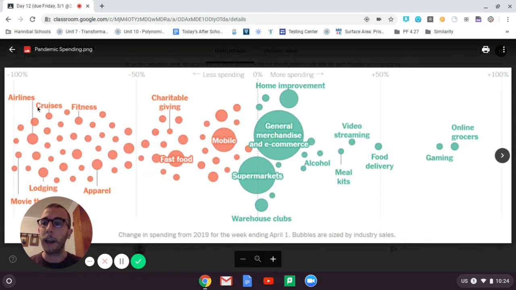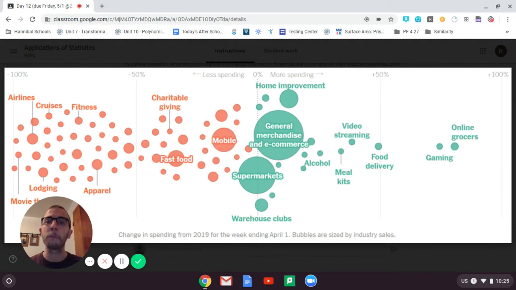Do you expect airlines, movie theaters, lodging to start to make their way back toward the middle and then maybe into more spending? Or what do you think? Online grocers, do you think as we open back up our society, online grocers will fall back down towards the middle? Again, just many things to think about here. There's really a lot going on in what might look like a somewhat simple model.